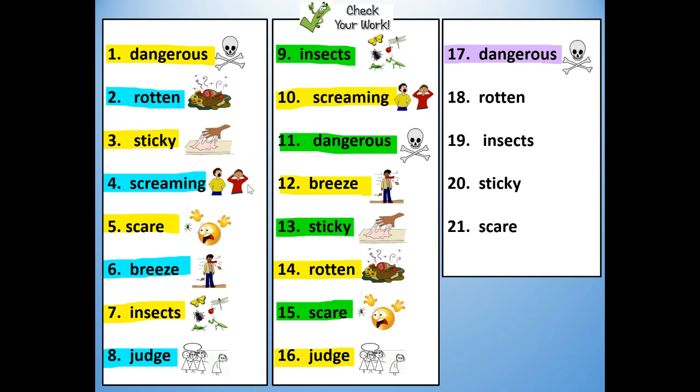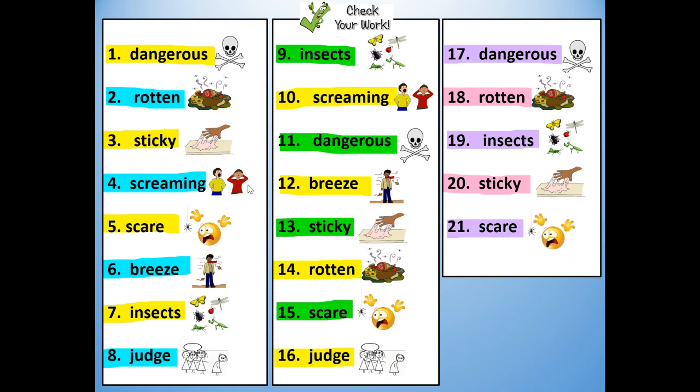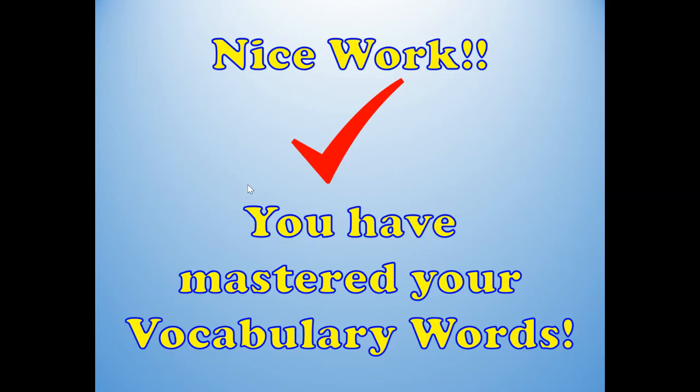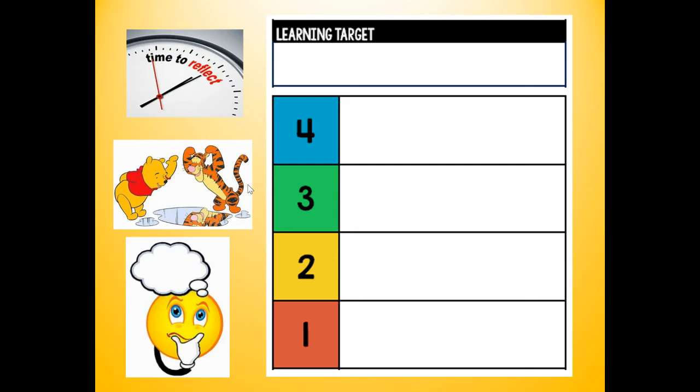17, dangerous. 18, rotten. 19, insects. 20, sticky. 21, scare. Those are a lot of vocabulary words. Boys and girls, if you need to, push pause to get the word you're missing. And nice work. You have mastered your vocabulary words.